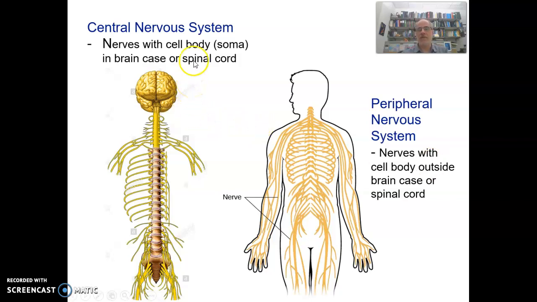All nerves that have their cell body, or if you prefer the soma, located in the brain case or in the spinal cord are part of the central nervous system. In contrast, all nerves which have their cell body or soma outside of the brain case or spinal cord are part of the peripheral nervous system. That's how you determine whether a nerve is part of the central nervous system or the peripheral nervous system. It depends on the location of its cell body or soma.